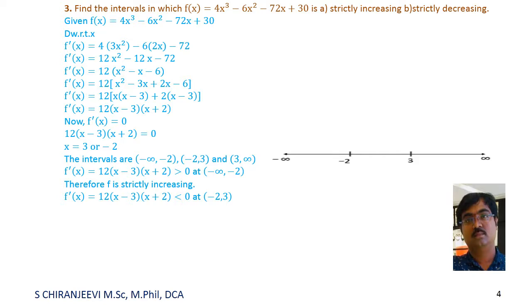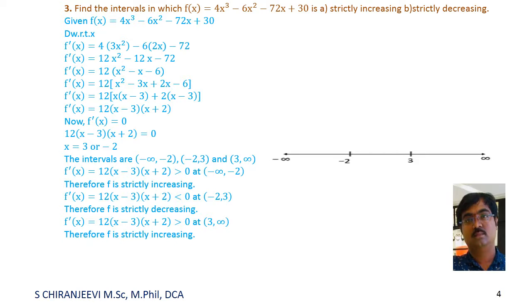So f dash of x equal to 12 into x minus 3 into x plus 2 is less than 0 at minus 2 comma 3. So in between minus 2 comma 3 we can take any value. If we take the value 0, so if we substitute 0 here, 12 into 0 minus 3 into 0 plus 2, which is a negative value. Therefore f is strictly decreasing. So we have one more interval, f dash of x equal to 12 into x minus 3 into x plus 2, which is greater than 0 at 3 comma infinity. Therefore f is strictly increasing.